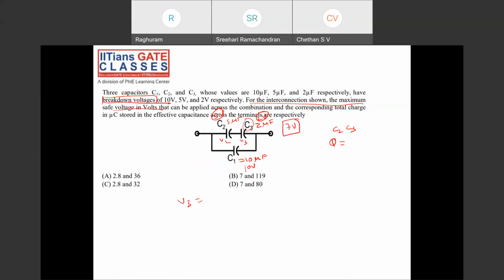If I can apply 7 volts to the series combination, can you find the charges everywhere? Q1, what is Q1? Q is equal to CV, 10 into 10, 100 microcoulombs, right? So Q2, what is Q2? 5 into 5, 25 microcoulombs. Q3, 2 into 2, 4 microcoulombs, right? Q3 is 4 microcoulombs.